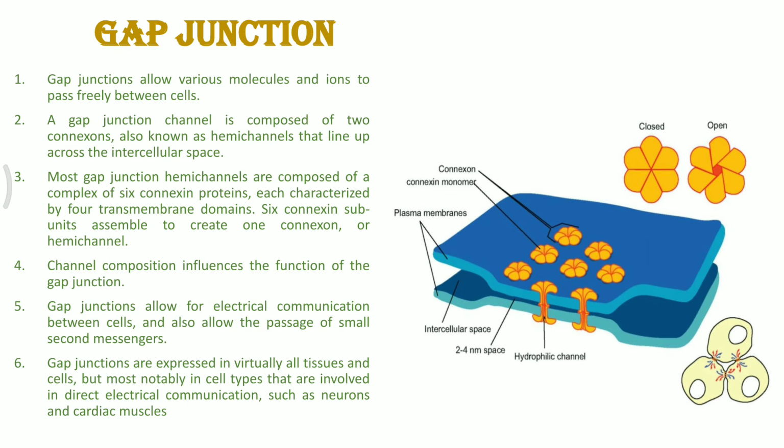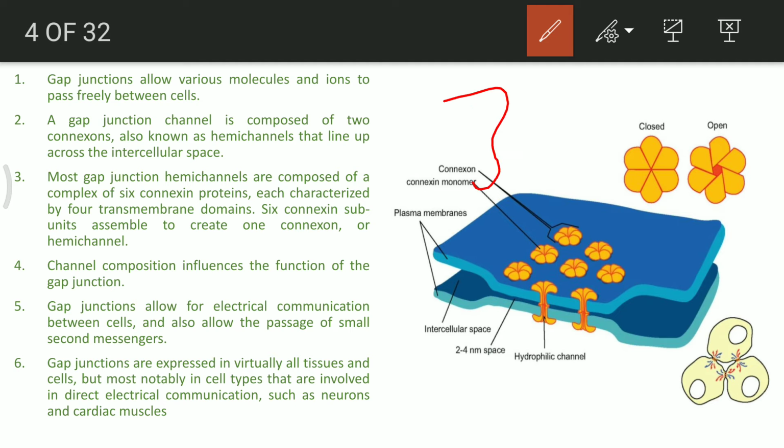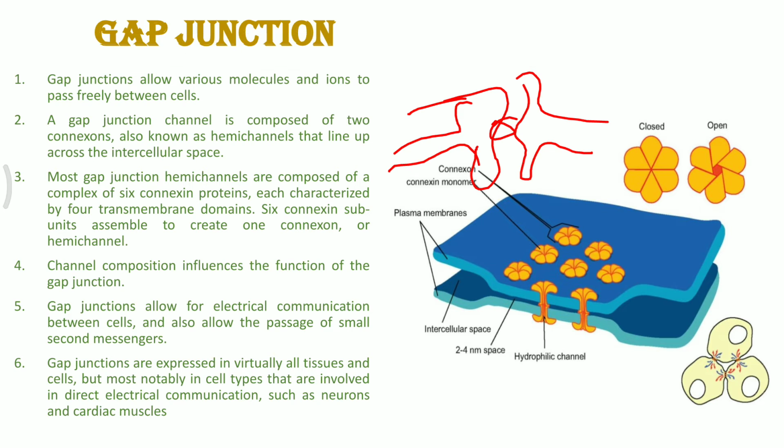The next type of junction is the gap junction, and it allows various molecules and ions to pass freely between cells. Why? Because there is a gap present between the two cells. You can see they are hydrophilic channels, and these hydrophilic channels are such that there are certain gaps between them. If you think of these structures, they are somewhat like this, and when the structures are formed, you will see certain substances flowing from one side to another. A gap junction channel is composed of two connexons, also known as hemichannels.